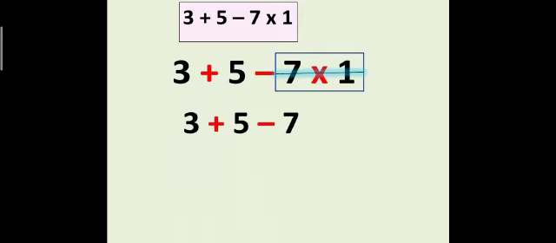Now, the multiplication operation gets over. The remaining two operations are addition and subtraction. According to the rule, we have to do the addition first. So, 3 plus 5, it is 8. 8 minus 7, it is 1.